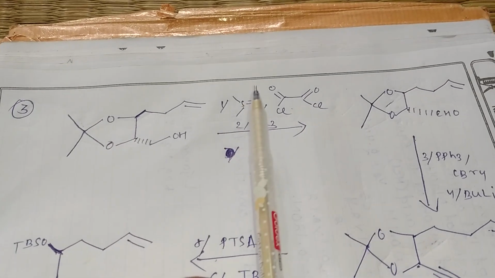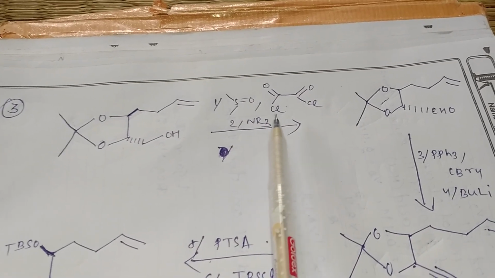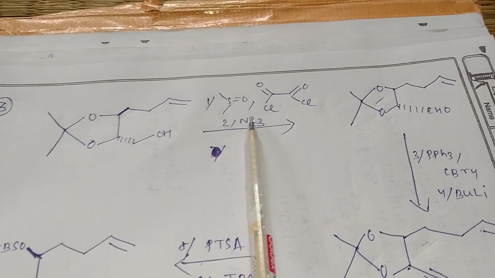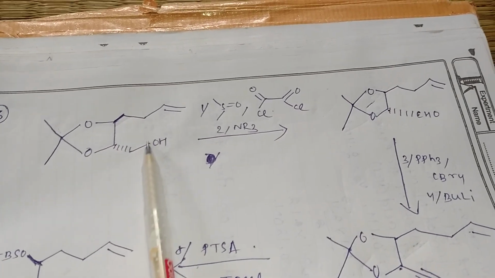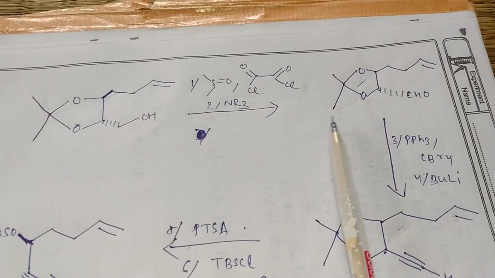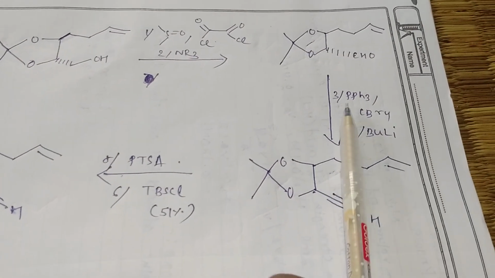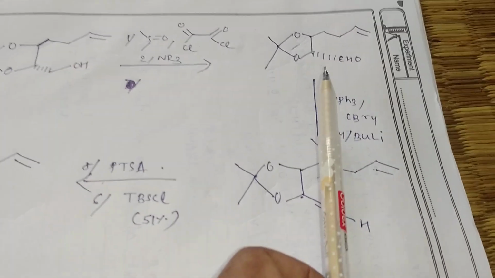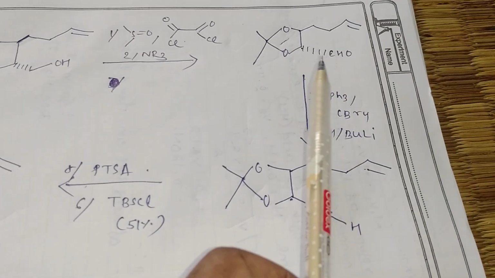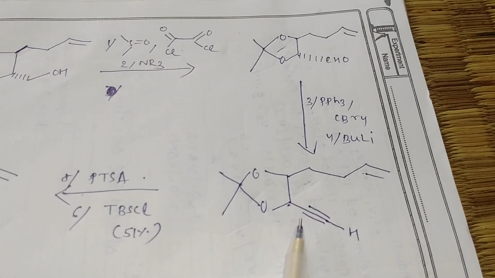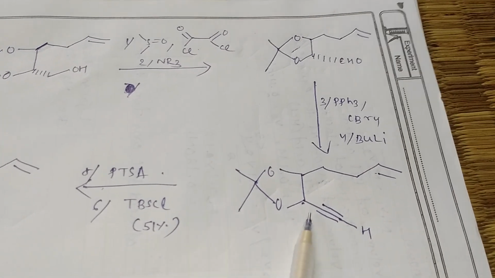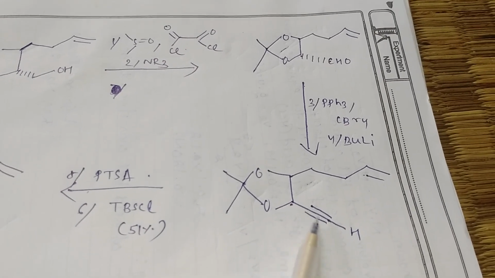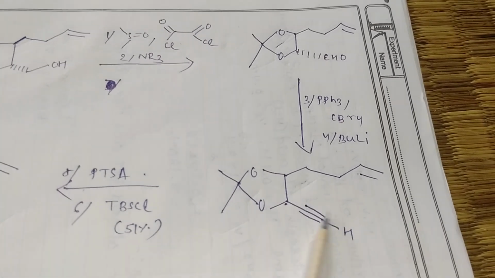So this compound must react with DMSO, oxalyl chloride, NR3. You all know that these are the Swern oxidation reagents, and the Swern oxidation can convert this primary alcohol to aldehyde. In the second step, this is again PPh3, CBr4, butyl lithium. These are the Corey-Fuchs reagents. This can convert aldehyde to alkyne. That means here only one carbon atom, and here homologation again takes place. I already told you that it increases by one carbon: here is 1, here is 2. That means homologation of carbon takes place.